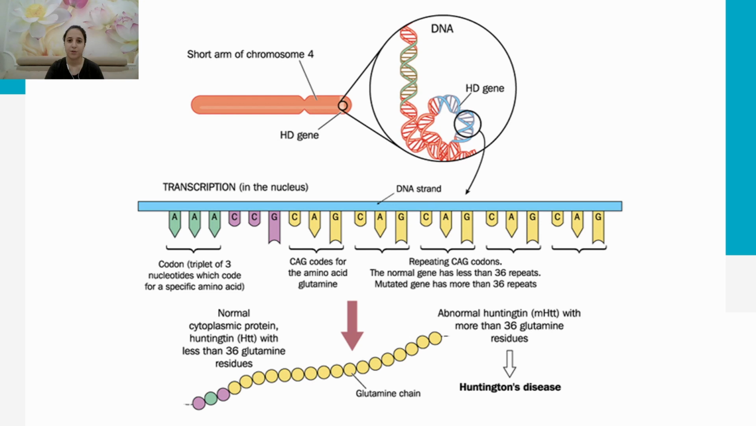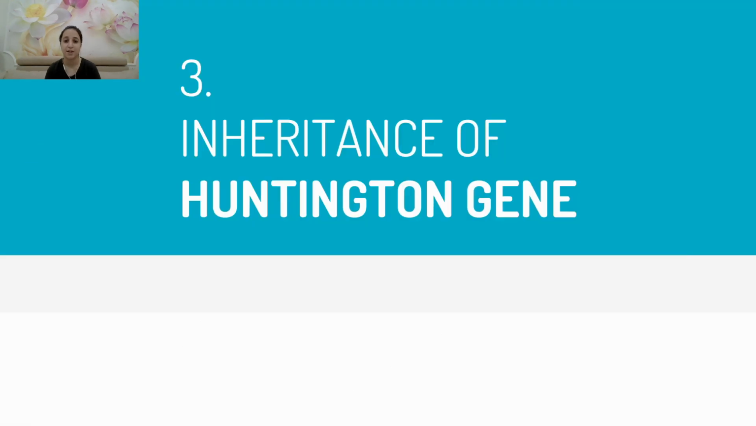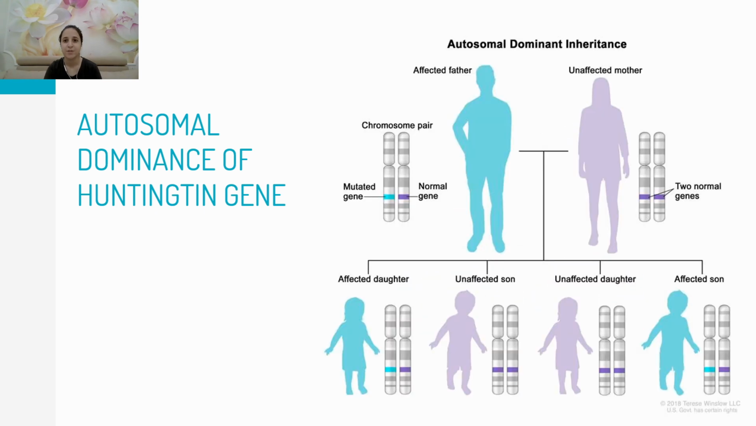Alright, so let's understand the inheritance of the Huntington gene, just how you might inherit it or how it is passed on in one's family. The Huntington gene exhibits autosomal dominance. So let's now understand what is autosomal dominance. It will be clearer from this picture right here.